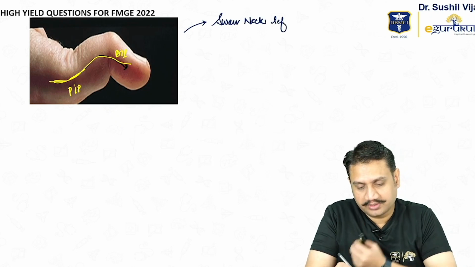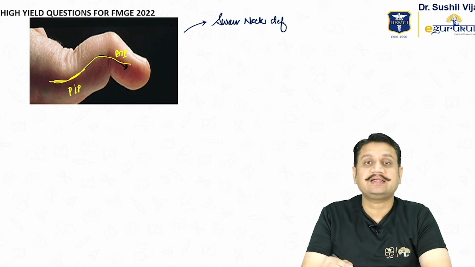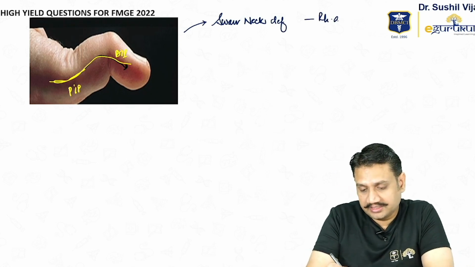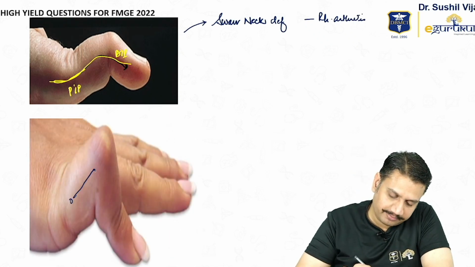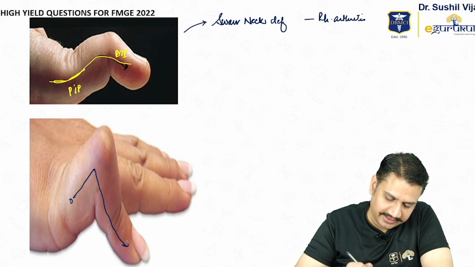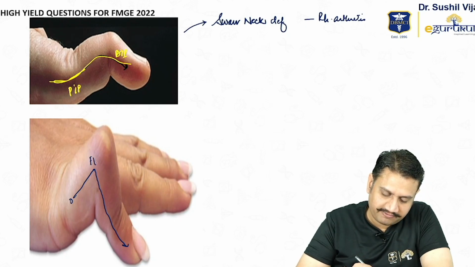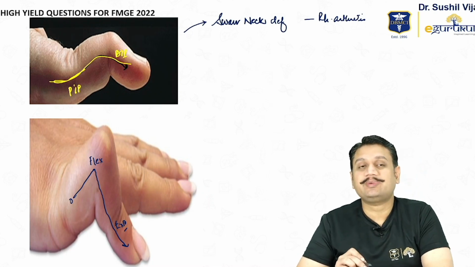Where do we see this swan neck deformity? The swan neck deformity is seen in cases of what problem? What arthropathy? That is rheumatoid arthritis. And here, what is this deformity? The PIP getting hyperextended and the DIP getting flexed. So this is the flexion here, and this is hyperextension here. So hyperextension at PIP and flexion at the DIP.